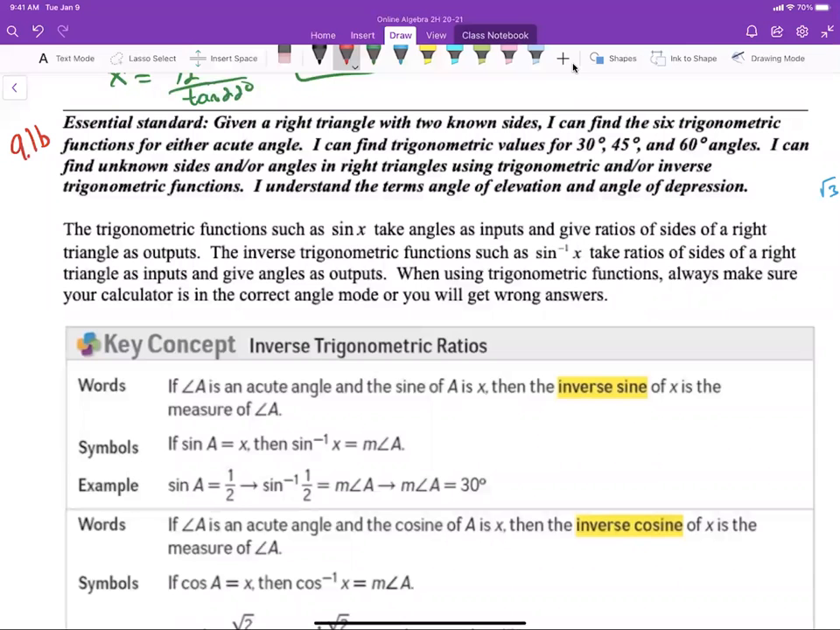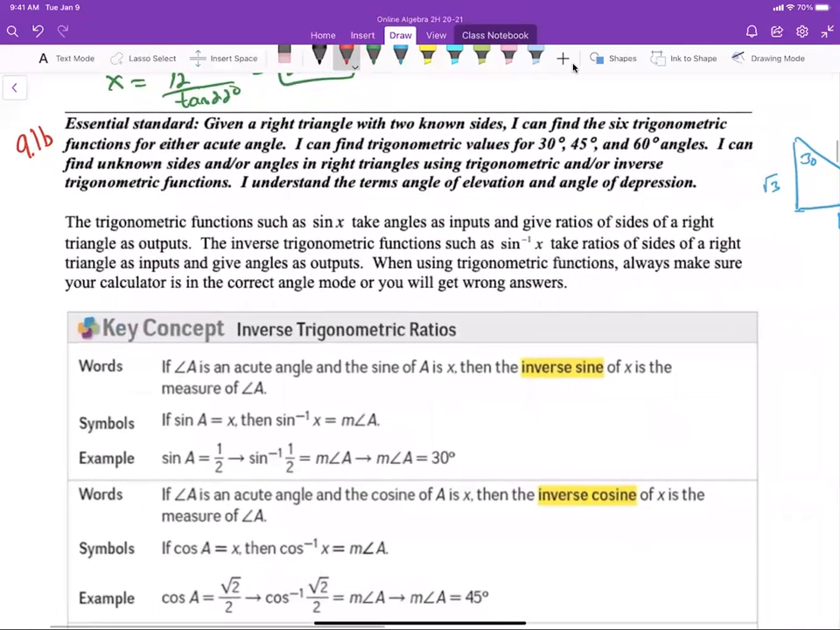All right, this is our lesson 9.1b. What we're going to do now is learn how to take the inverse of our trig functions.